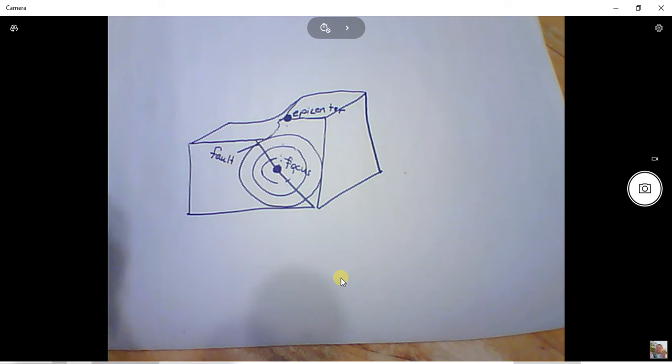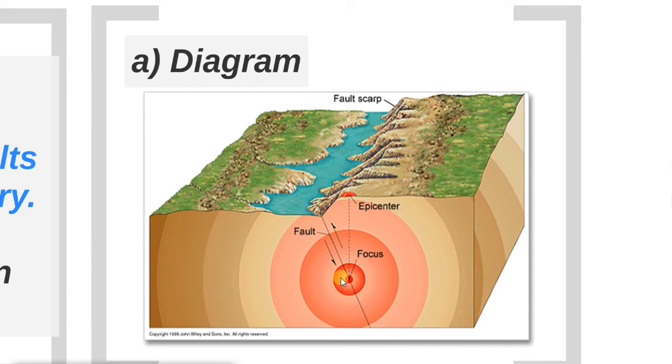But if this was a fresh fault scarp, if this happened at this earthquake, we would actually see it follow a line here and be built out this way. And the cliff face would actually be overhanging the ground.